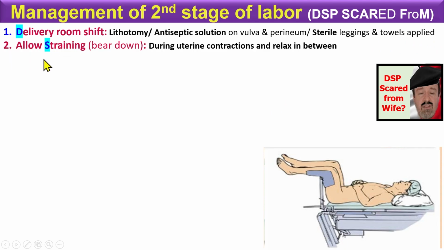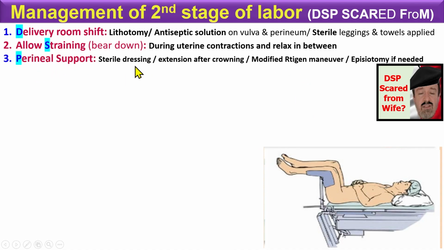Okay, and allow the straining during uterine contraction and relax in between. So the straining should be with the contraction, and the mother should relax in between the contractions. Okay, and perineal support by sterile dressing, and allow the extension after crowning and modified retention maneuver. Okay, and episiotomy if needed.